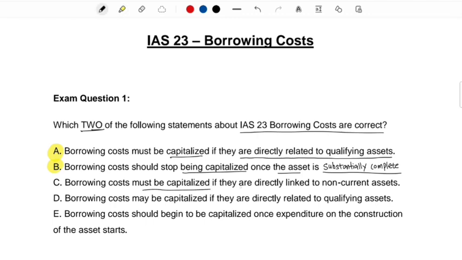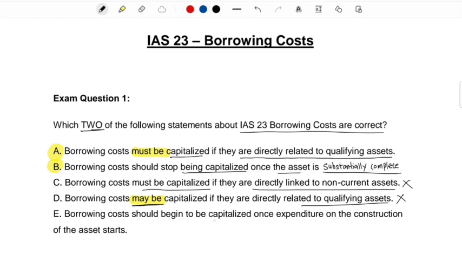Borrowing costs must be capitalized if they are directly linked to non-current assets. This is false, because that non-current asset must be a qualifying asset. Okay. Borrowing costs may be capitalized if they are directly related to the qualifying assets. Notice how it is different from statement A just because of this word. It says may be, but it should say must be. You don't have a maybe situation in borrowing cost when it comes to qualifying assets. You have to capitalize it. So D is not true either.